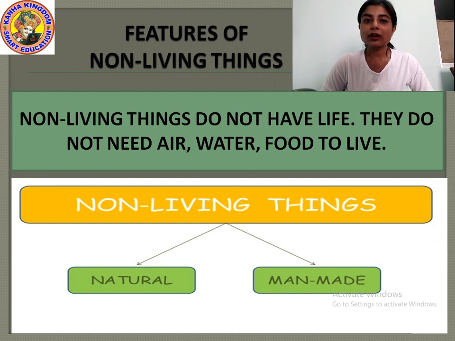Non-living things can be divided into two categories. That is natural things and man-made things. Understood?